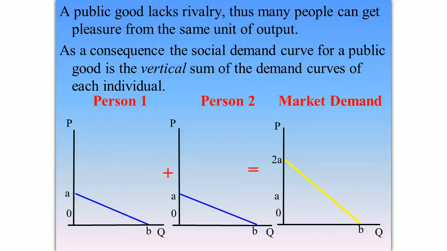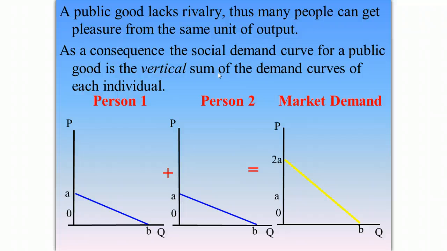However, with public goods, if we have one broadcast signal, that's enough for 1, 10, 100 million people. We don't need to increase the quantity. We don't need a Fair City studio in everybody's house. We just need one in Dublin and then bash out the signal and everybody can use it. So a public good lacks rivalry. Thus many people can get pleasure or utility from the same unit of output. So we don't need to increase along the horizontal axis. Whatever quantity is being produced can be used over and over again. So as a consequence, the social demand curve for a public good is the vertical sum of the individual demand curves.